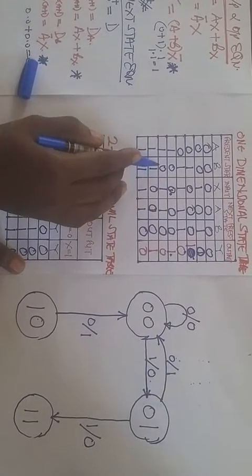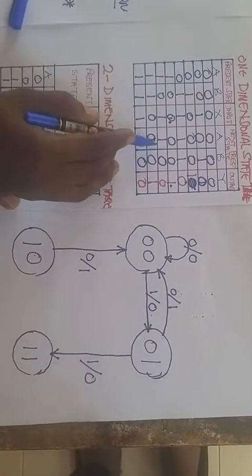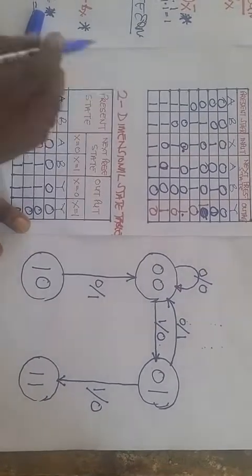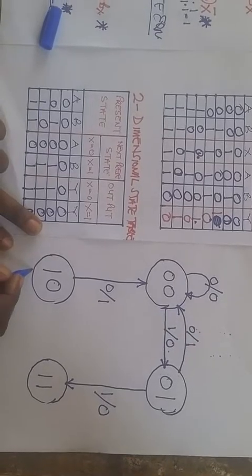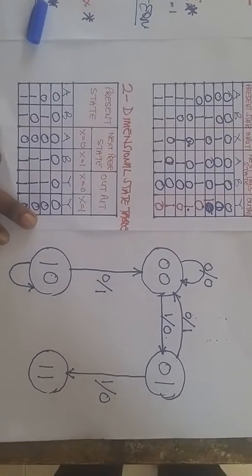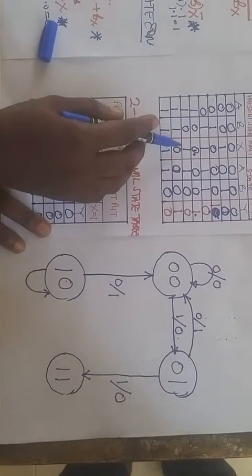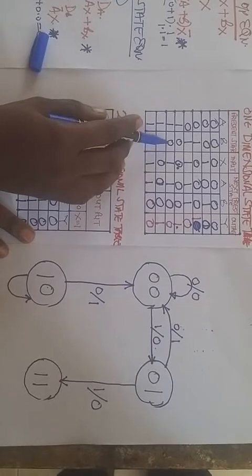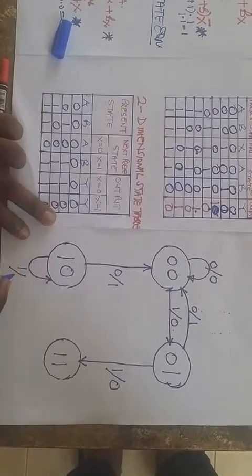At 10, the next state is also 10, which means there's no change. So we draw an arc, and the input is 1, and the output is 0.